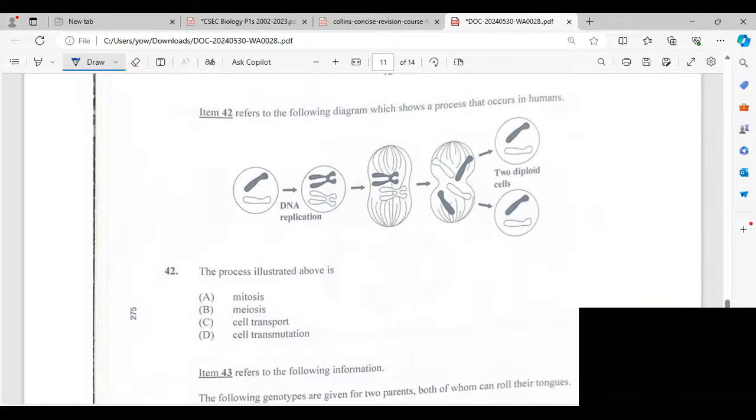This is a question that I cussed a whole heap. Two daughter cells are produced. Therefore, it is what, 42? Let me see the answers for 42. I cussed this one bad for 42. 42 will be mitosis because it's two daughter cells. Right? So it's A. Let's move on.